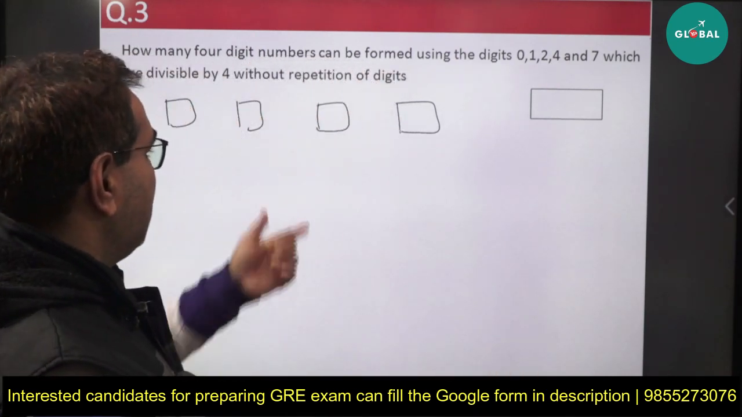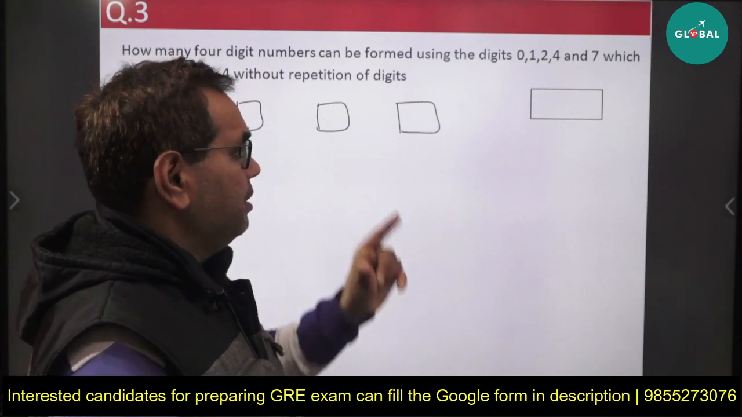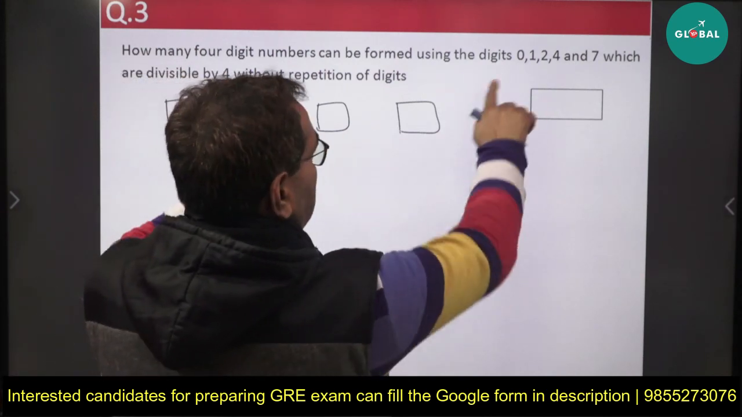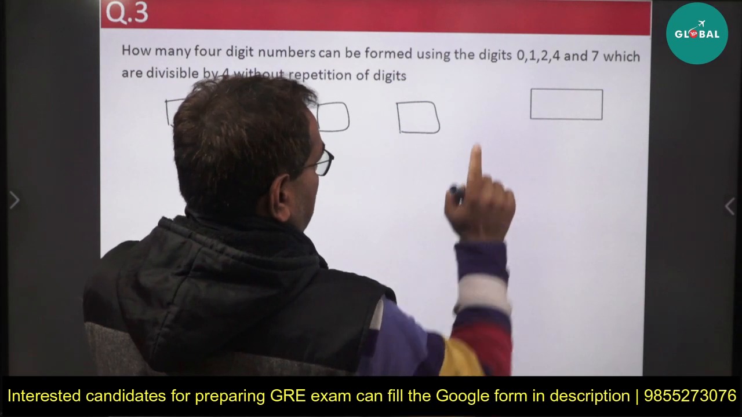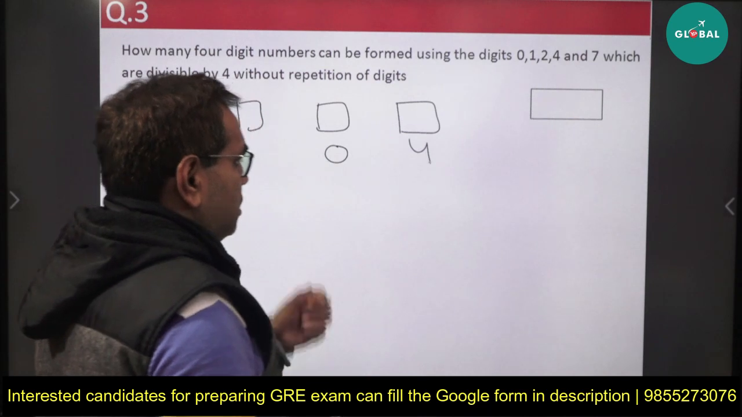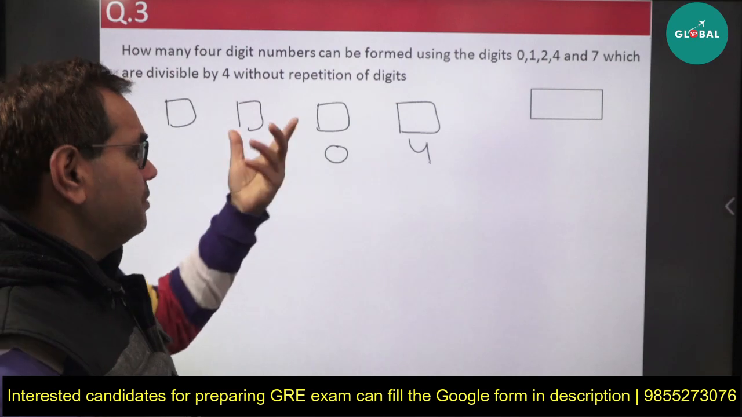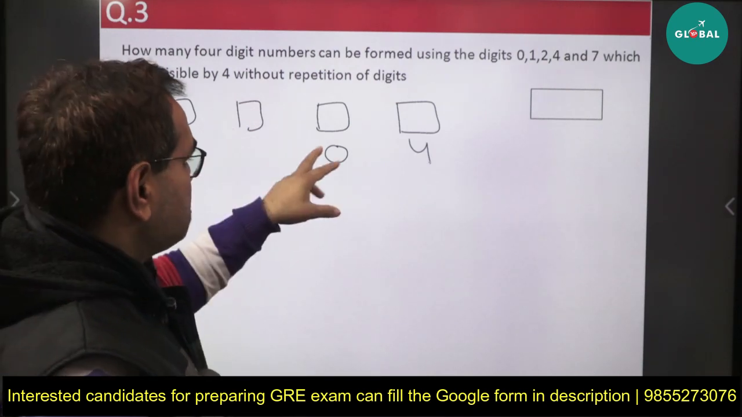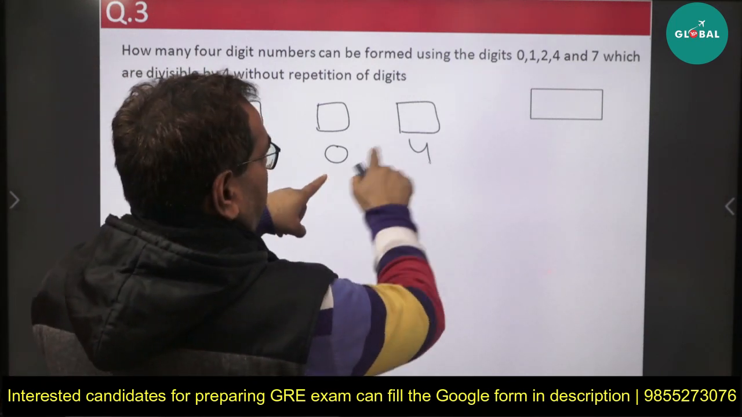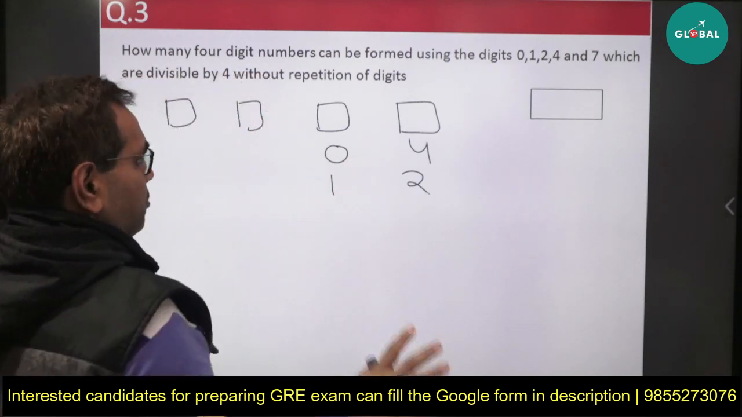Now in the last 2 digits, what can we put so that the number becomes divisible by 4? Suppose we take 0 here: 0 1, no, it is not divisible by 4. 0 2, no. 0 4, yes. If there is 0 4 at the last, the entire number is divisible by 4. Then 0 7, no. Then 1 0, no. 1 2, yes. 12 is a multiple of 4, so the number will be divisible by 4.